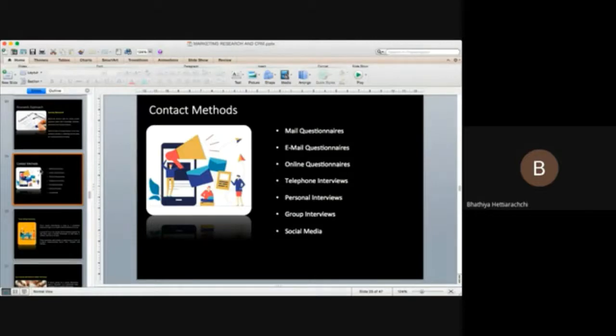Although it is better than the mail, there is a better option than it, that is the online questionnaire. So there are online platforms where you can develop your questionnaire and send a link. And once you send a link, the people who are filling it can fill it, and then the online platform has the capability to gather that information and then actually cluster it also. For example, it might tell you, okay, this number of people said yes, this number of people said no for this particular question.